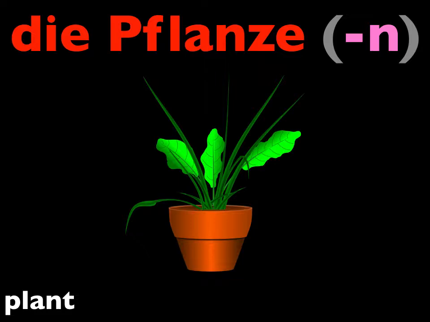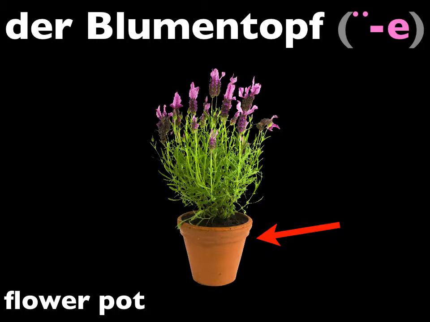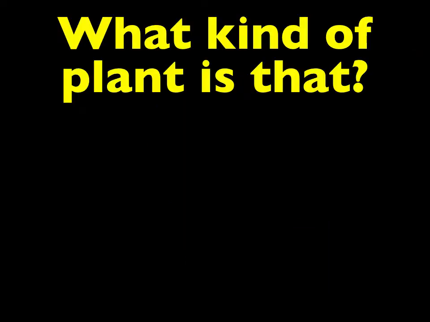Good. Repeat the word for plant that you've already learned, die Pflanze. Now repeat this new word, the flower pot, der Blumentopf. Again, der Blumentopf. You could just say Topf for pot, but that is also a pot for cooking, so Blumentopf is more specific. Now, how would you ask, what kind of a plant is that?